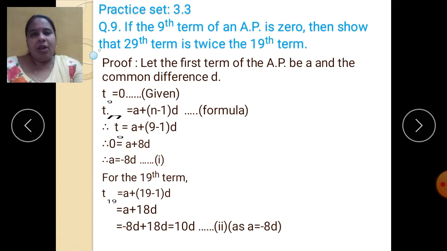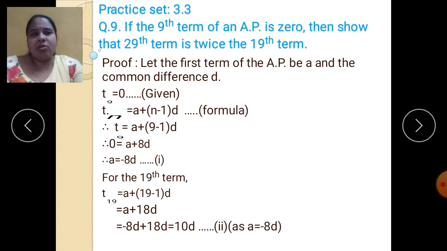Right. Now this 8D, can we shift it to the other side? We will get the value of A. See, we are not getting any numerical value of A. In fact, we are getting a relation between A and D. A is equal to what? Minus 8D. Number it as equation number 1. Okay. So with what was given, that T9 is 0, we are getting one relation, not even a number, a value. Just a relation. A is equal to minus 8D.